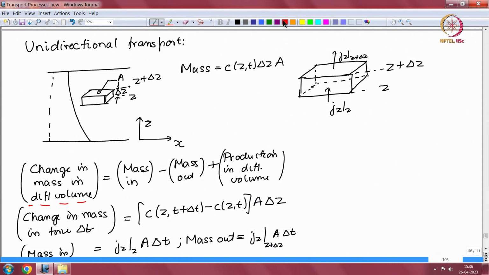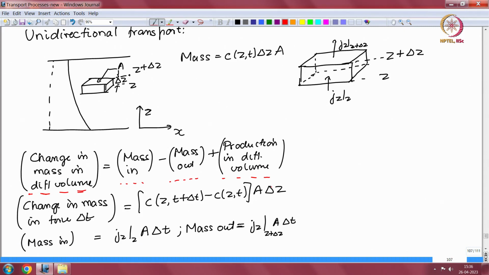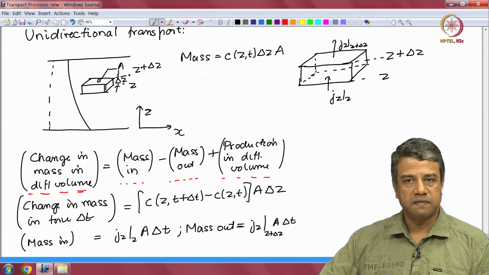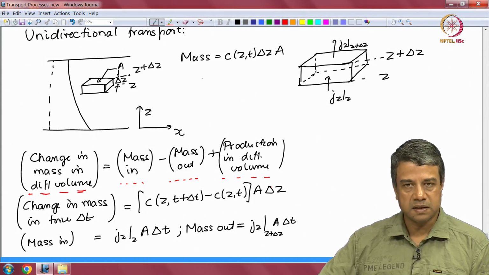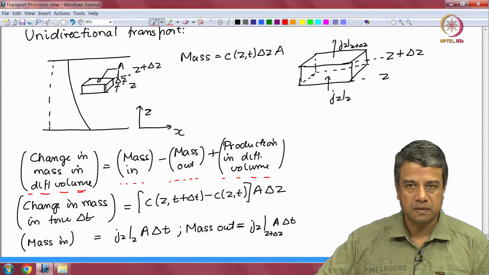Take a balance of the change in mass in that differential volume, which is equal to the mass in minus the mass out plus any production. So, that is the basic conservation condition. Change in mass in a time delta t is equal to the mass in minus the mass out plus the production in the differential volume. The mass is the concentration times delta z times A. Mass in and mass out are due to the fluxes. These fluxes are only in the z direction because the concentration variation is only in the z direction. So, therefore, the fluxes are also only in the z direction.